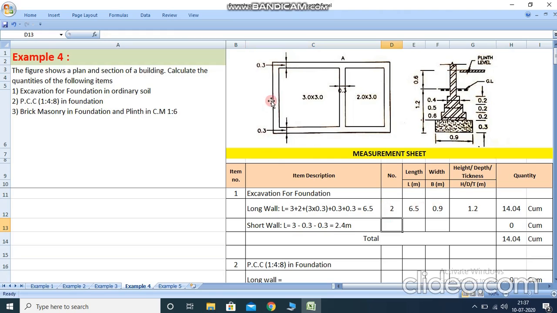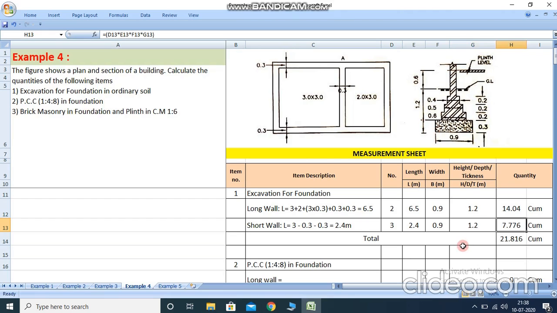So here short walls are given: 1, 2 and 3. 3 short walls are given. So we write number is 3. Length is already calculated, so its length is 2.4, and width is given. Excavation width is 0.9, it's the bottom of the PCC work. So we write here 0.9 meter, and the depth of the excavation from the ground level to the bottom of the excavation or PCC work is 1.2 meter. So write here 1.2 meter.